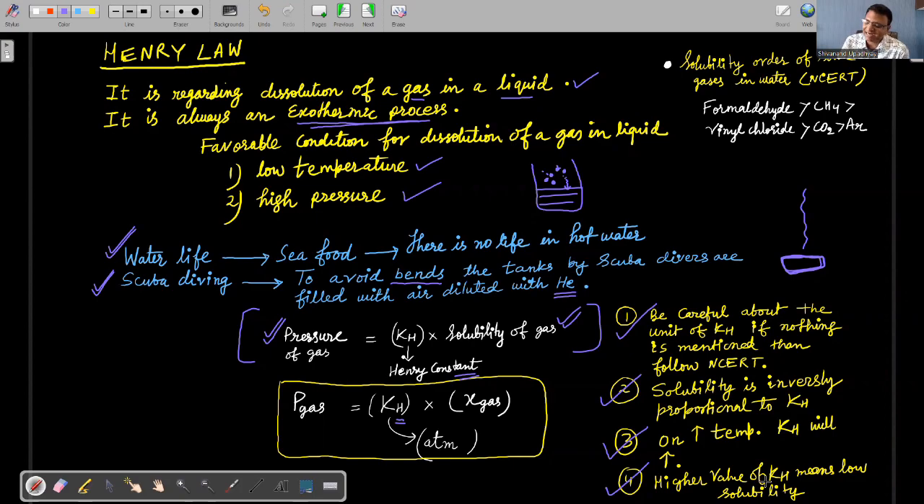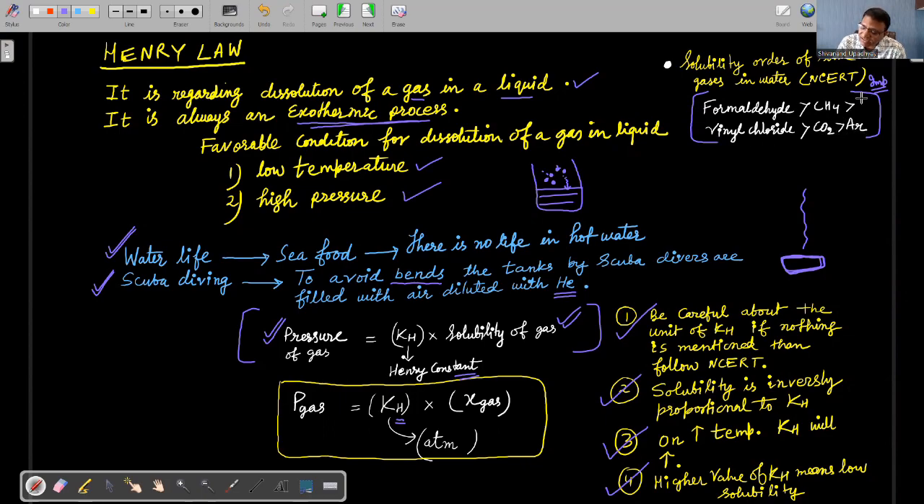So in your NCERT, there is a table, and since the table is given in NCERT, it is important to go through it. They have given the solubility of many gases in water. If you go through that, you will find that formaldehyde is more soluble in water than methane gas. Methane gas is more soluble in water than vinyl chloride, vinyl chloride is more soluble than CO2, and CO2 is more soluble than argon.